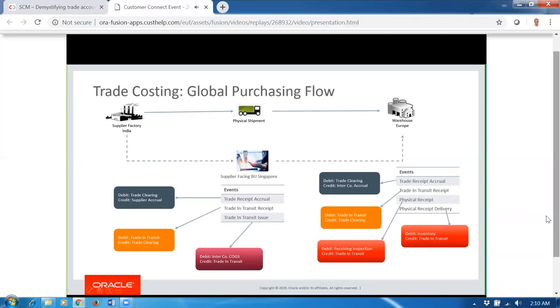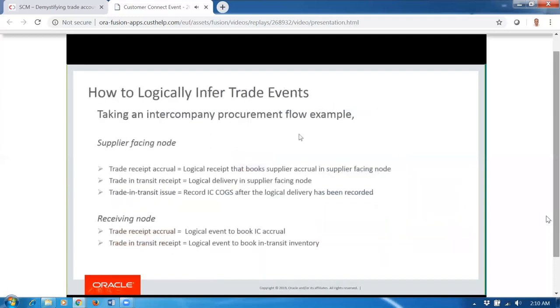This sort of completes the flow on the global purchasing, and we are going to see these events. So broadly, even though you see multiple trade events, there are only these two sets of trade events: the receipt event, the trade receipt accrual and trade in transit, and a trade in transit issue. So this slide is what I just explained, where we are seeing how to logically view these trade events.